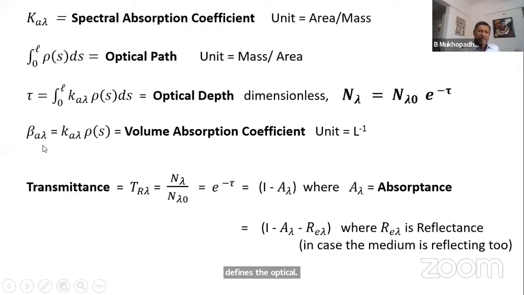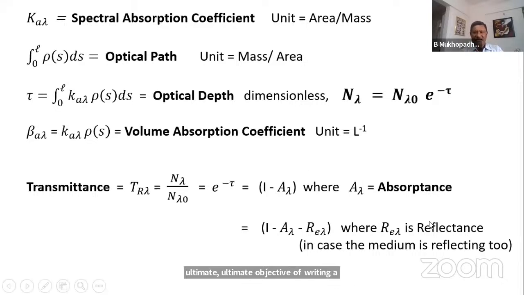Now, some people, in many cases, especially when drawing analogy with scattering, we come across this product. This product would therefore have the unit of L to the power minus one, inverse of the length. And this is called the volume absorption coefficient. Similarly, we define a term called volume scattering coefficient, but we will come to that just a little later. When we see these definitions that have been brought in here, they have been brought in with the ultimate objective of writing a common equation for both absorption and scattering.